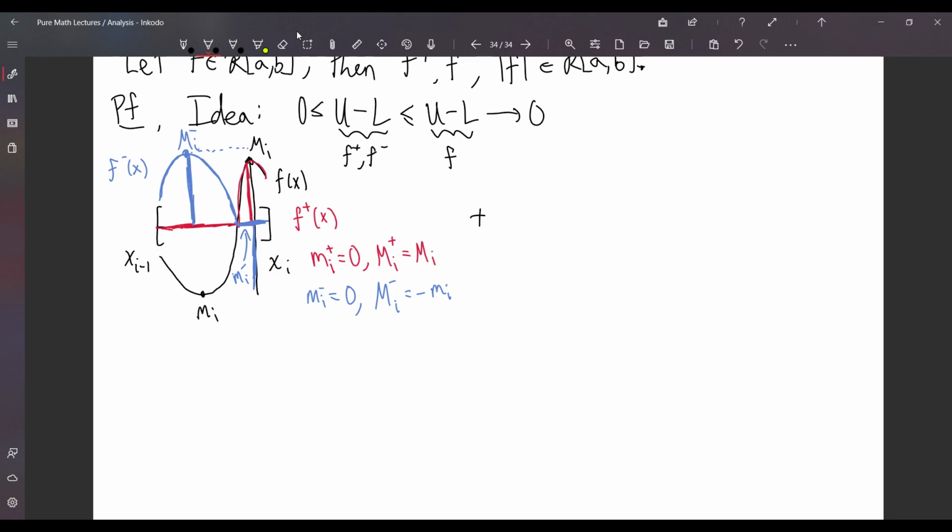I didn't figure out a way to write this generally, but you can look at other graphical cases to convince yourself that no matter the situation, these contributions of U minus L are always going to be less than or equal to U minus L. There are cases where it's equal, but of course it doesn't matter, because this is going to go to 0. So U minus L for f plus and f minus are also going to go to 0. So by Darboux, f plus and f minus are Riemann integrable.